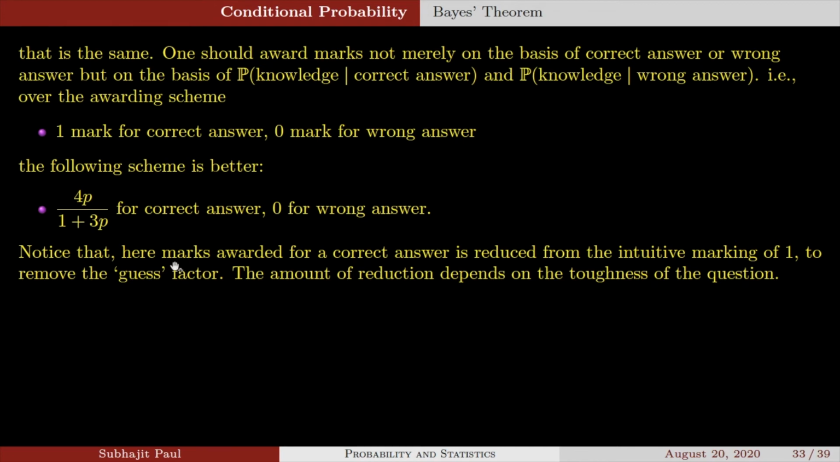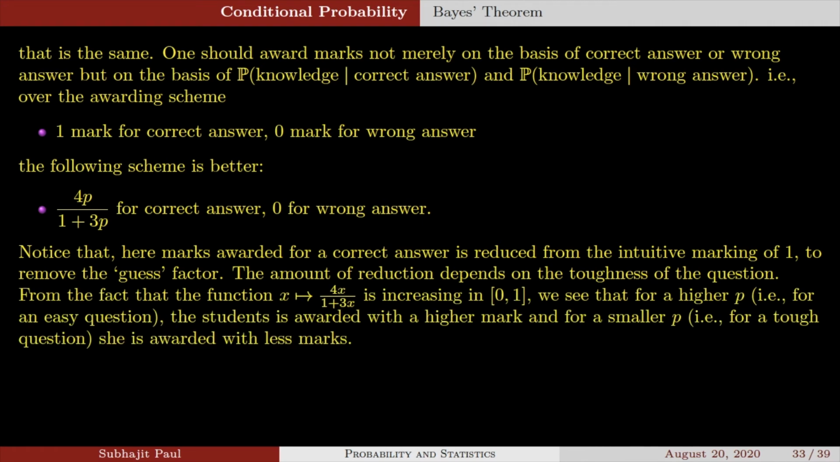That is why marks awarded for a correct answer are reduced from the intuitive marking of 1 to remove the guess factor. The amount of reduction depends on the toughness of the question. From the fact that the function x going to 4x over 1 plus 3x is increasing on 0, 1, and probabilities lie within 0, 1, we see that for a higher p, that is for an easy question, the student gets awarded a higher mark, and for a smaller p, that is for a tough question, she is awarded fewer marks.